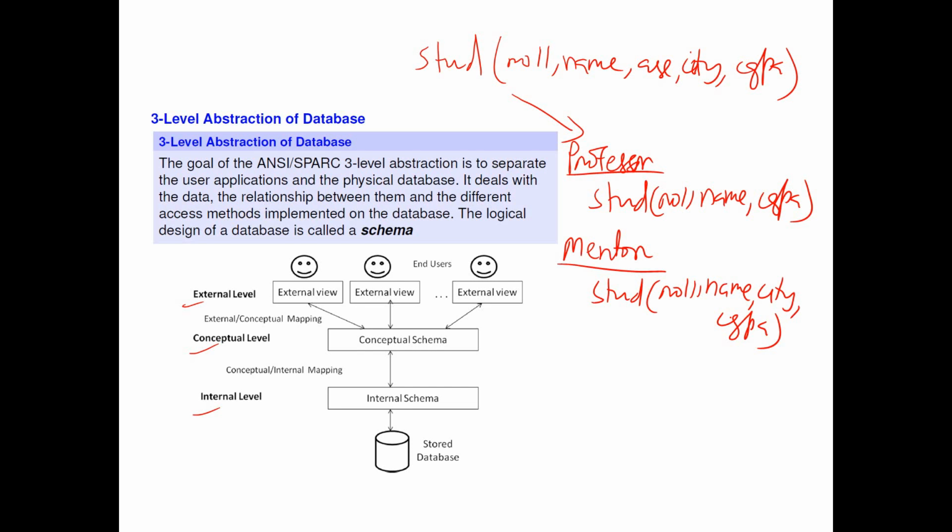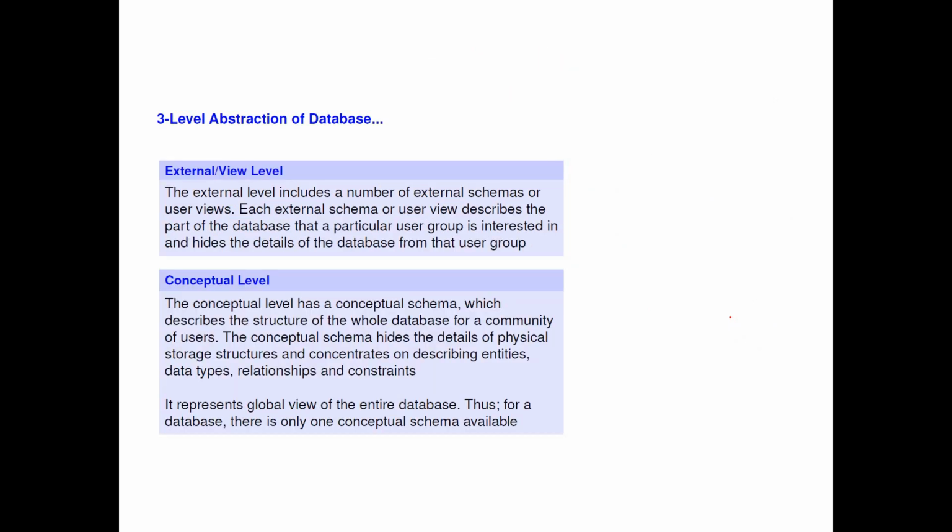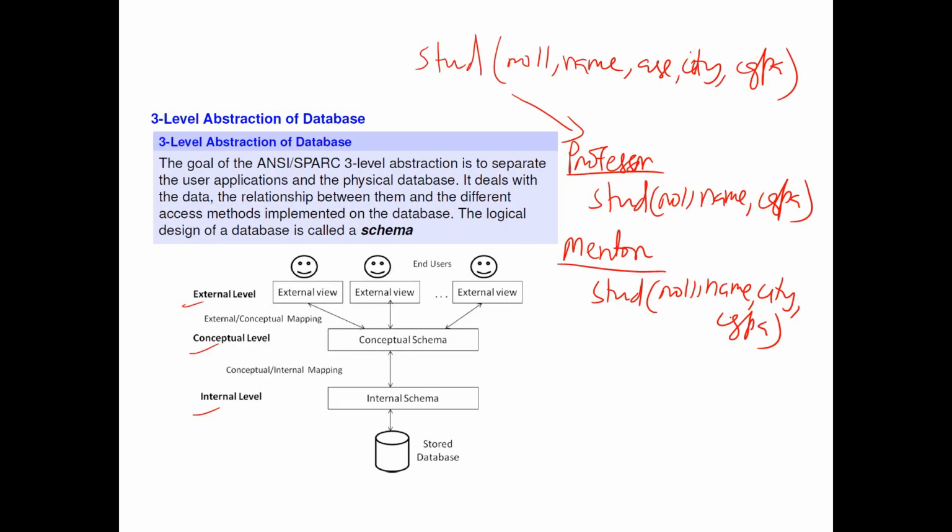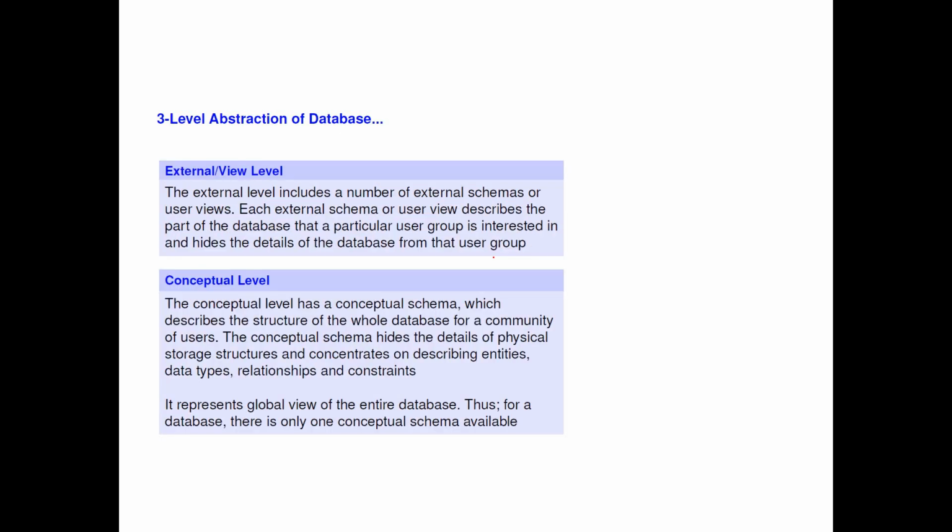So here, for the external level, we have to create one external schema or view schema or view level abstraction for professor as one group, for mentor as another group. So there we have the external view for different user groups. Here I am dealing with 2, it can be any number. Then we'll go to the conceptual schema. What does conceptual schema mean? It deals with the overall database structure.